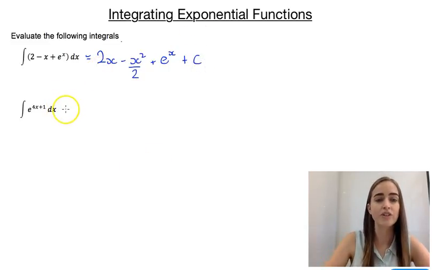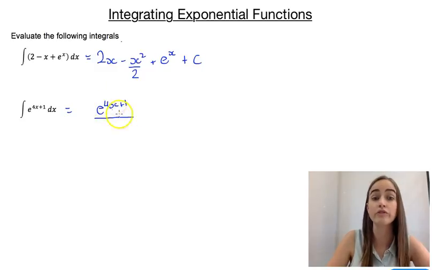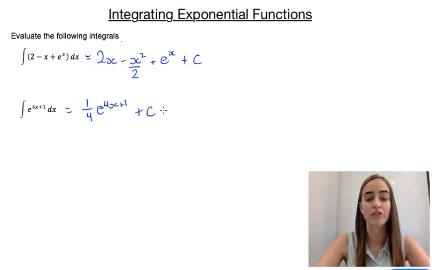Right, our second question, we've got e to the power of 4x plus 1. So that exponential stays the same, e to the 4x plus 1, and then we divide by the derivative of the power, which would just be 4. So we can write it as divided by 4, or we could write it as 1/4 e to the 4x plus 1. Either way is correct. And then we need our constant term on the end as well.